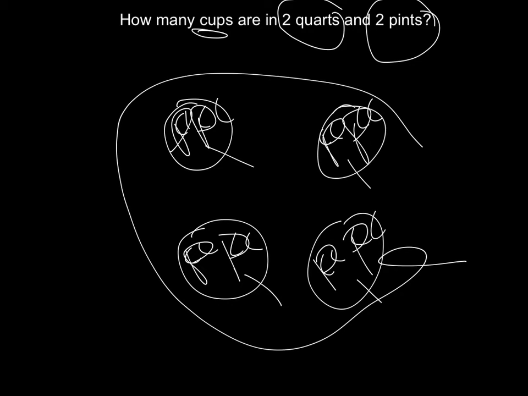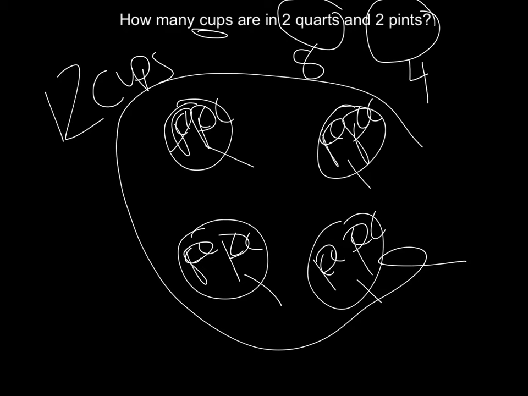And now I need in 2 quarts, so this would be quart number 1, quart number 2. So it's 1, 2, 3, 4, 5, 6, 7, 8. So I would know that I would have 8 cups from those quarts and 2 pints. Here are 2 pints, so I would write 1, 2, 3, 4. So that would be 4 cups. Add that together, and I would have 12 cups total. So that's one way you do it.